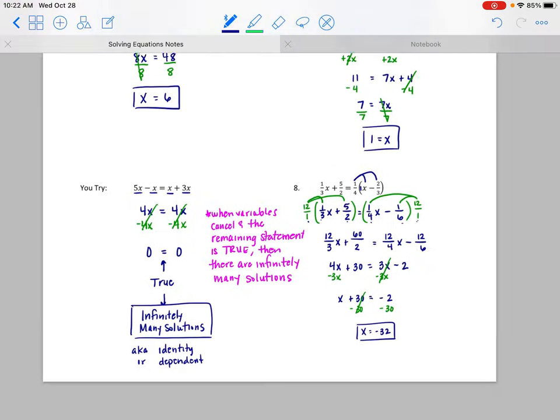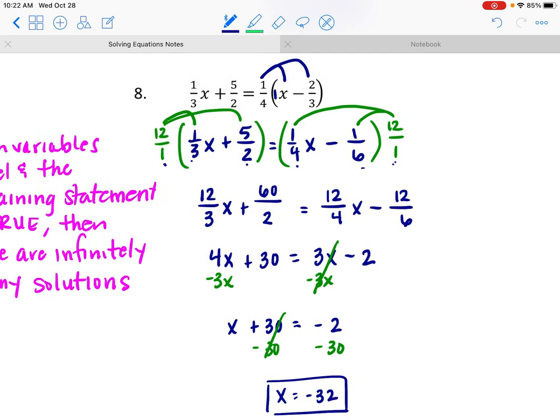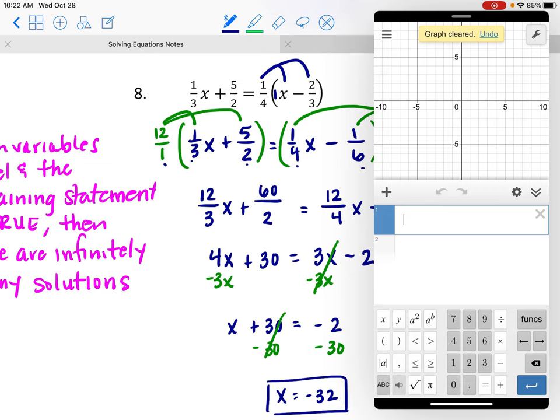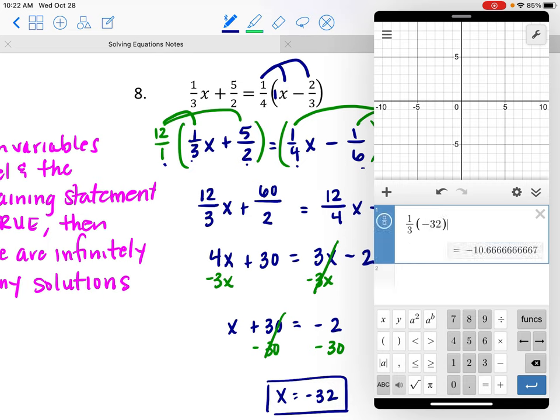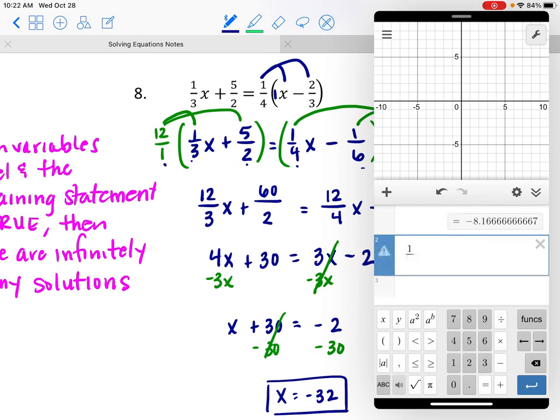Okay, now that was a tricky one, so I would probably again check my work, and I would absolutely use the calculator to check. So, let's see, I've got 1/3 multiplied by, I'm saying the answer is negative 32. Close that off, and then I'm going to add 5 over 2. Okay, so it gives me that crazy decimal. Now let me see if I plug into the other side and get the same crazy decimal.